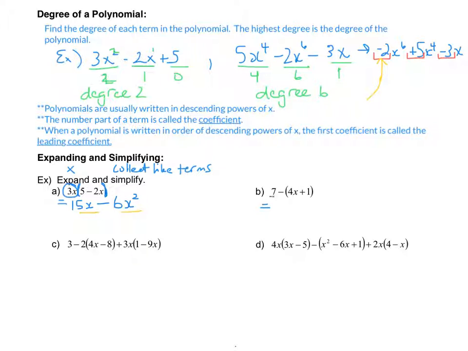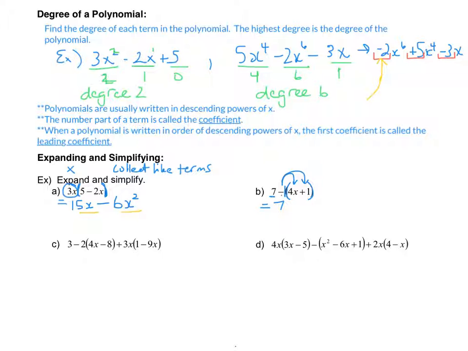This says 7, take away everything in this bracket. So if I'm taking everything away in the bracket, I'm taking away a 4x, and I'm going to take away the positive 1. So we can think of this as multiplying each term in here by -1, and when we do, we drop the brackets.